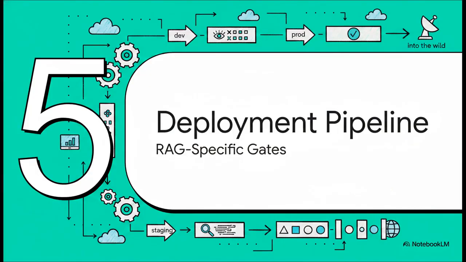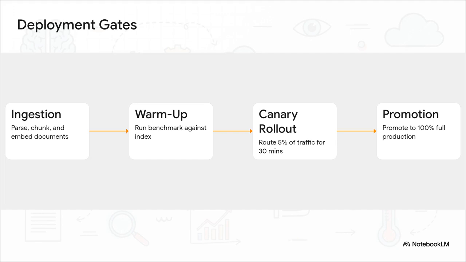Moving to Section 5, the deployment pipeline. Look, a standard CI/CD pipeline just isn't going to cut it for RAG. You need these 4 specific deployment gates. First, document ingestion, where you parse, chunk, and embed, strictly rejecting any chunks that fall below a quality threshold. Second, the index warmup and quality gate. Here you run benchmark queries to ensure both latency and accuracy are hitting the mark.